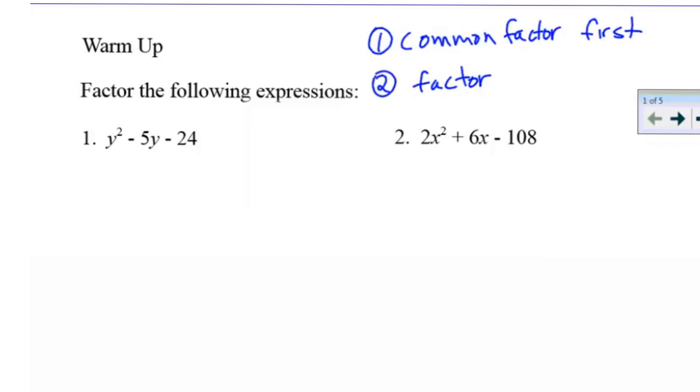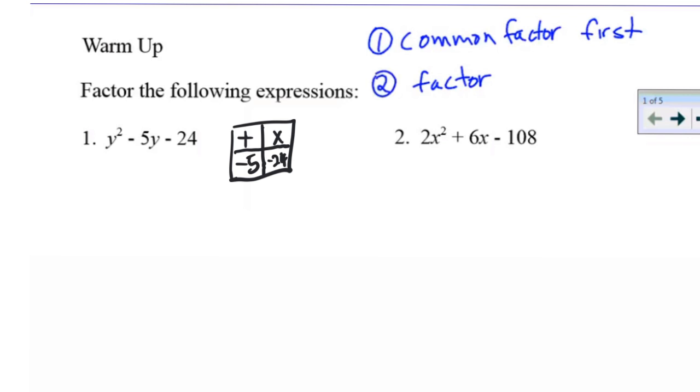When you are factoring, you must common factor first. For the first problem, you don't have to common factor because there is no number in front that is divisible into each of these numbers. So now what we need to do is figure out two numbers that multiply to negative 24 and add to negative 5.